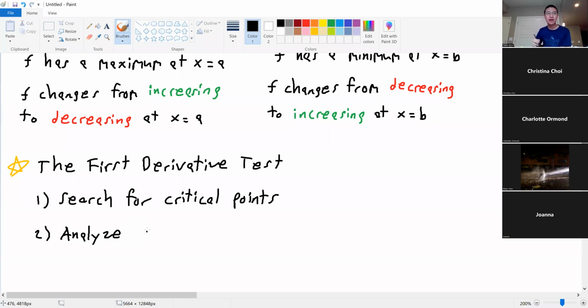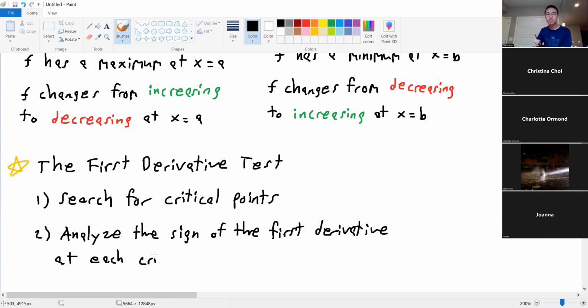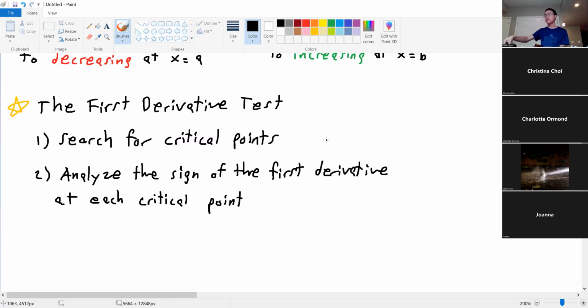the sign of the first derivative at each critical point. And when we do that, that's going to give us the information necessary to say, okay, does this satisfy the criteria for being a maximum or a minimum, or maybe it doesn't. And then the last thing we do is interpret. Interpret analysis.